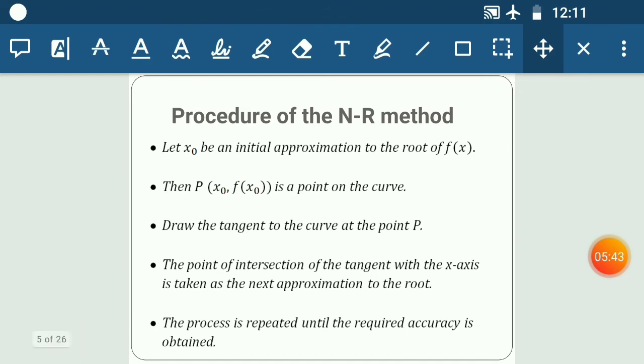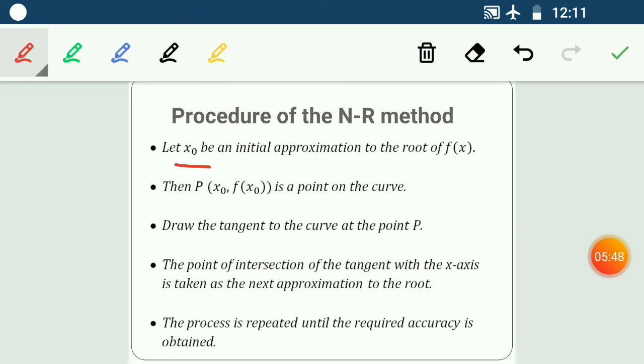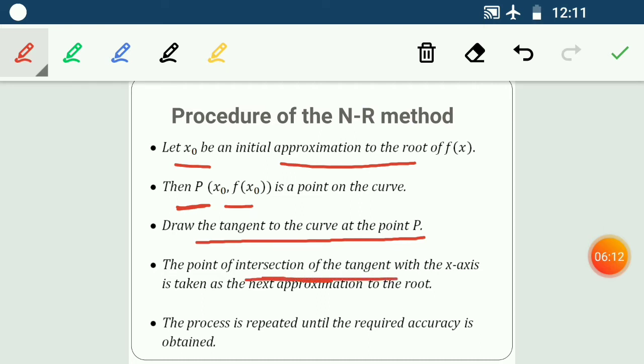So here first step, we are finding the value x naught, the approximation to the root of f of x, and then we will locate this x naught on the curve, and that point is suppose P. So the coordinate for this point is x naught, f of x naught. Then drawing the tangent to the curve at that point P, and after that where the tangent intersects the x axis is taken as the next approximation to the root.